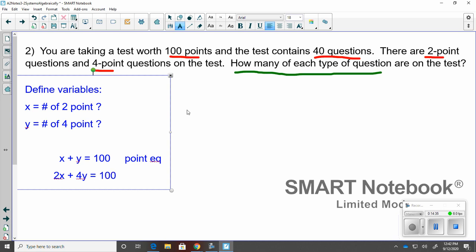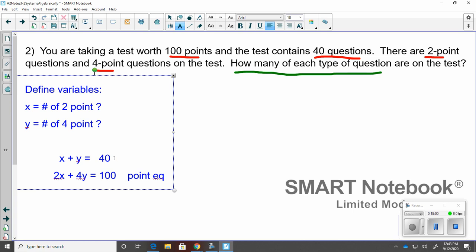And then I'm going to go back up here, because in just a second, let me rewrite this. This is the number of points. This is the point equation. And I noticed up here, I made a mistake, so I'm going to go back. X stands for the number of questions of the 2-point, and Y stands for the number of 4-point. There's not 100 questions on this test, so let me rewrite this.